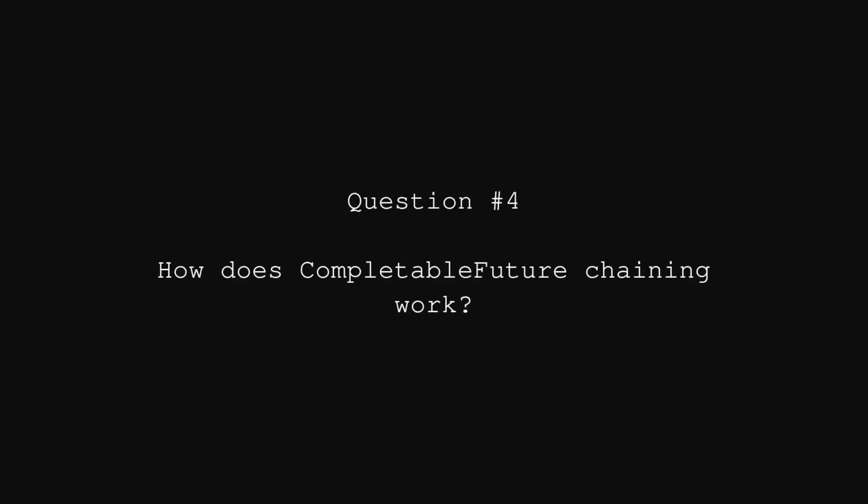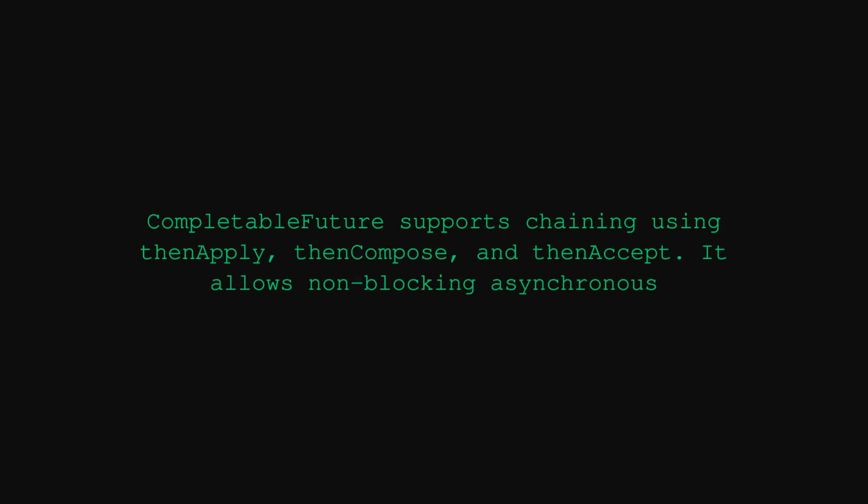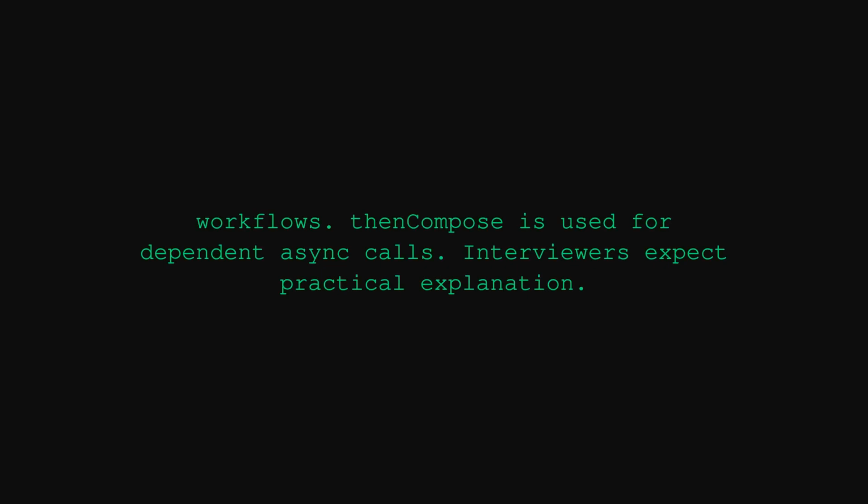A very good and common Java interview question. How does CompletableFuture chaining work? CompletableFuture supports chaining using thenApply, thenCompose, and thenAccept. It allows non-blocking asynchronous workflows. thenCompose is used for dependent async calls.